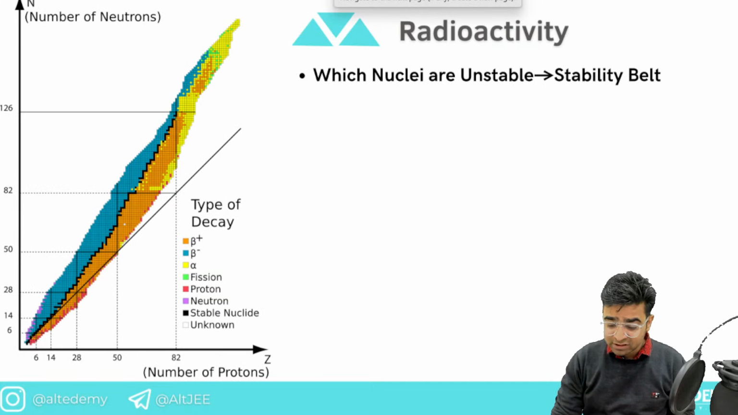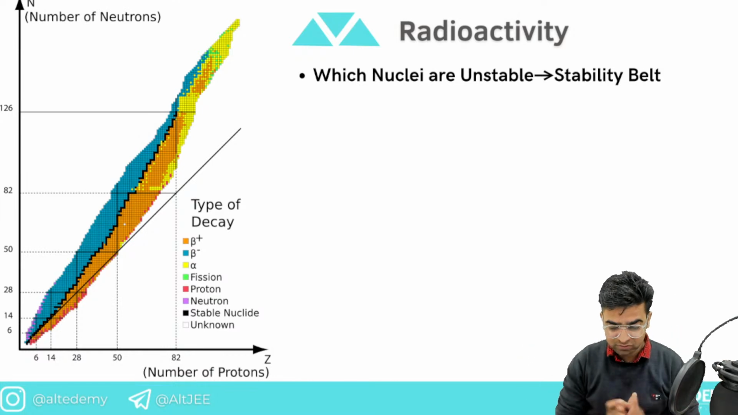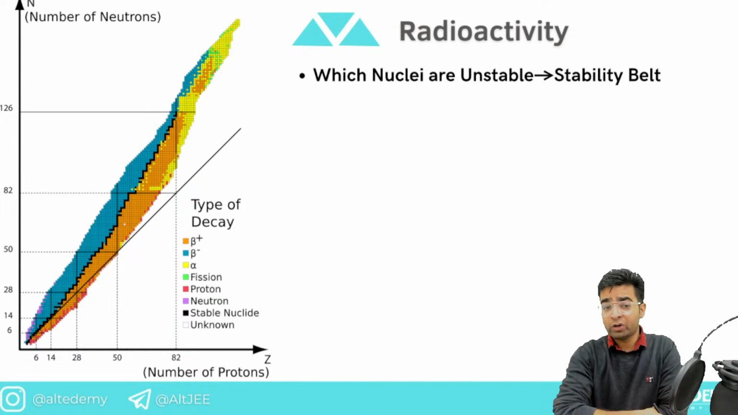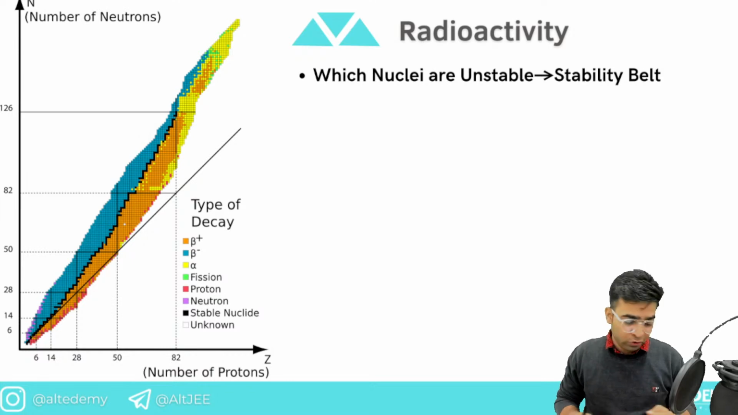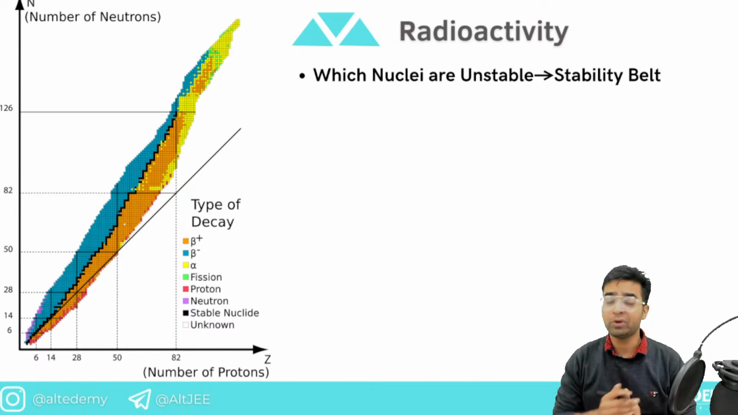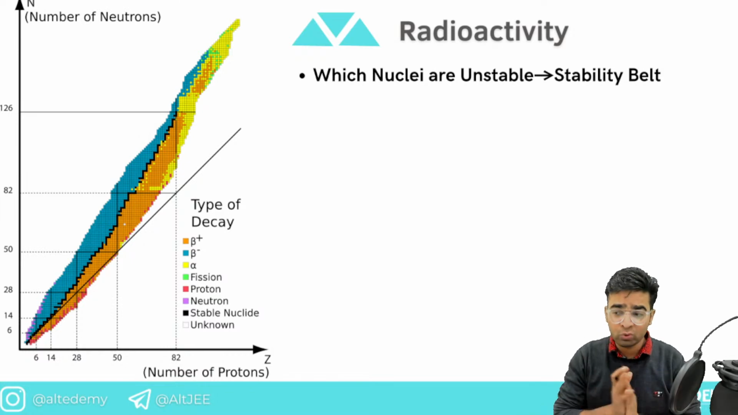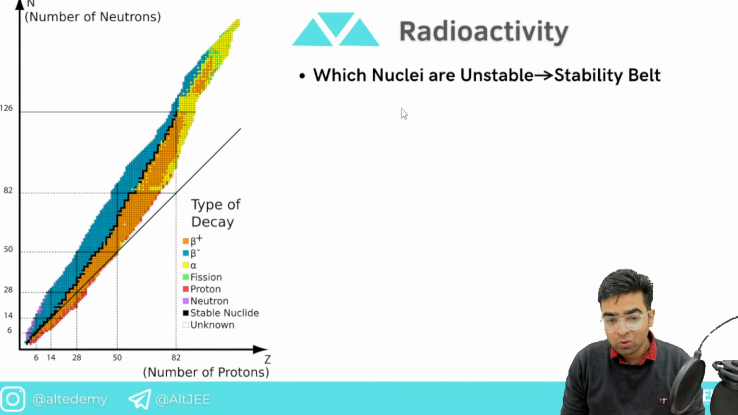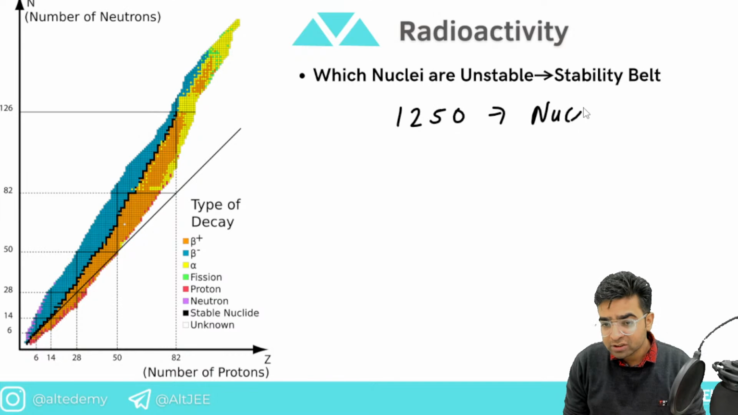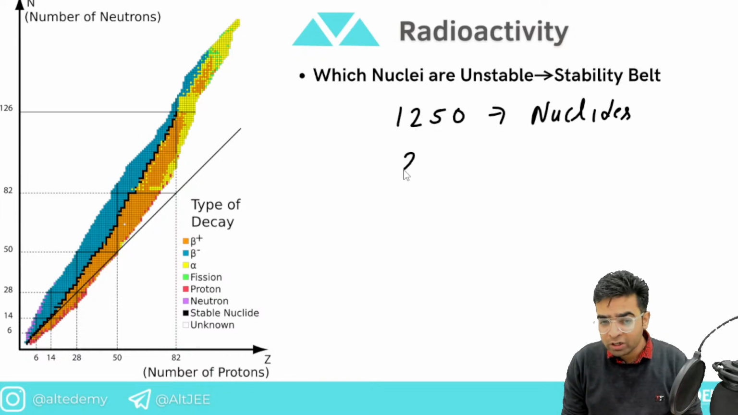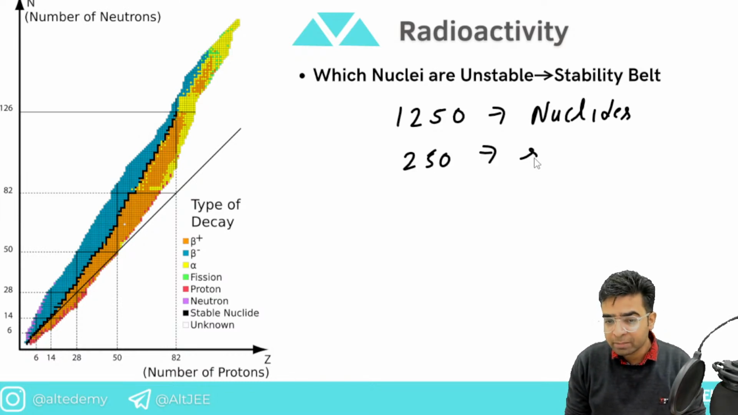Now let's get to the main part, the important stuff. Now we are rolling. You know what radioactivity is. Now, which nuclide tables did we talk about? We talked about 1250 nuclides, and I said only around 250 are stable.